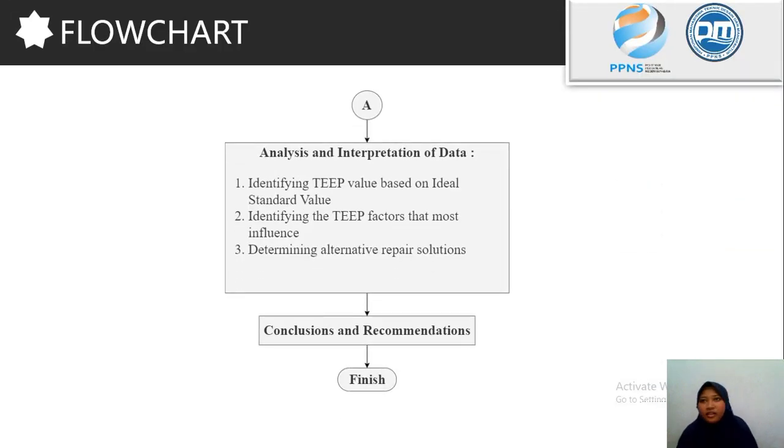Now, after we get the percentage of the TEEP value, the next step is analysis and interpretation of data. The first step is identifying the TEEP value based on the ideal standard value, which is 80%. That is the world standard of TEEP value. And then the second step is identifying the TEEP factors that most influence it, and the last is determining alternative repair solutions. And the last is conclusions and recommendations, and then finish.